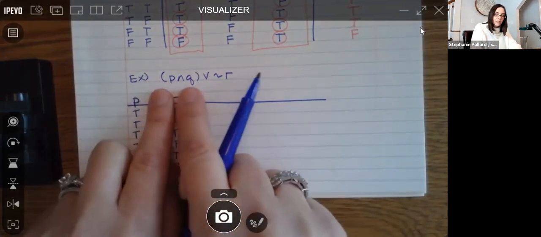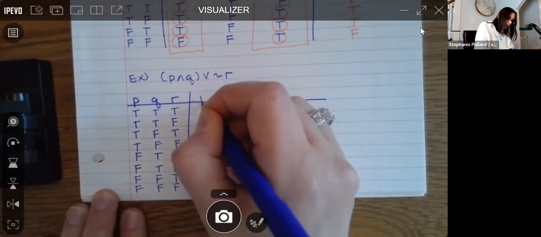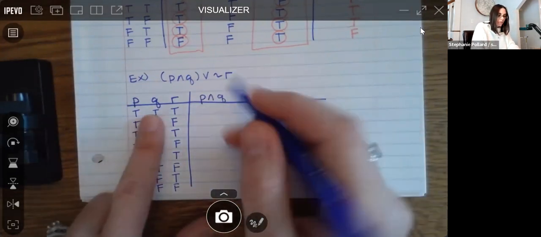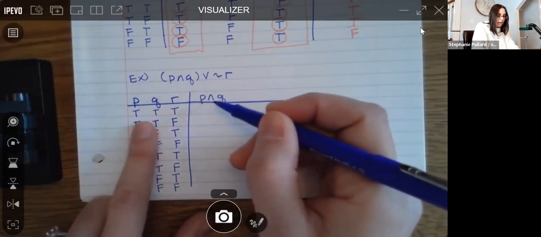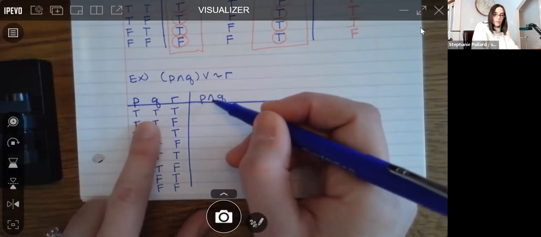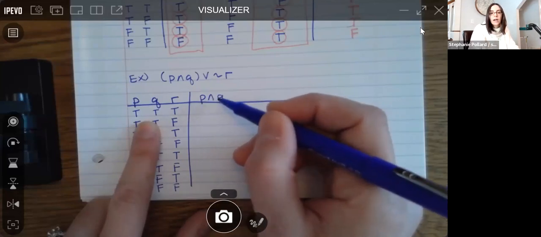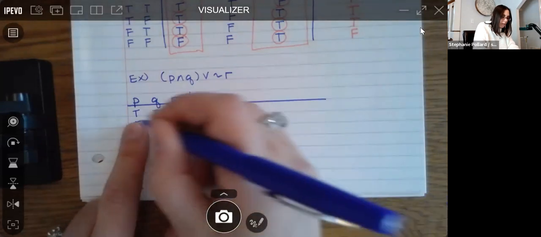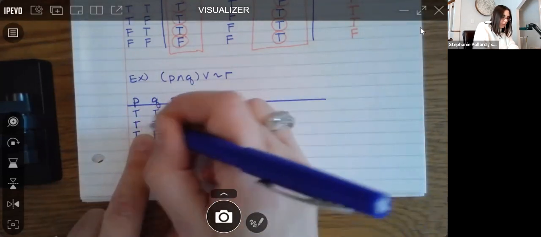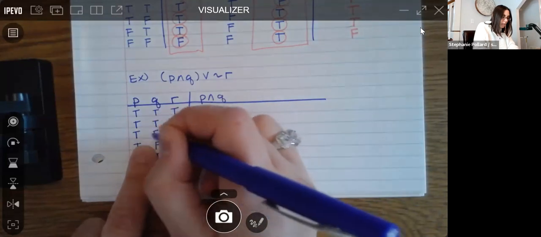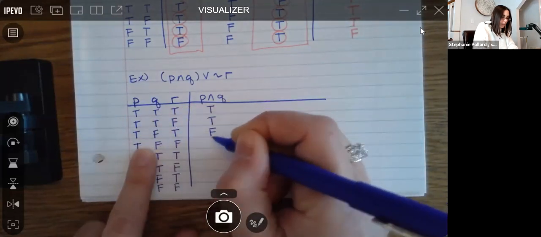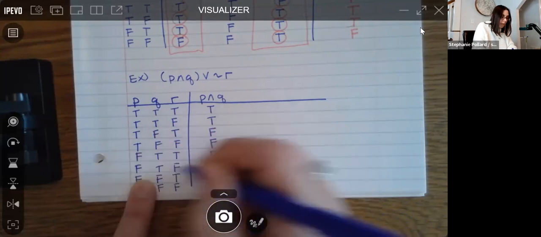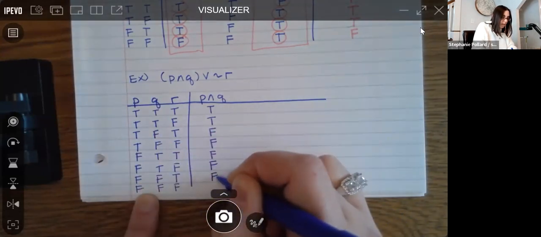So I do see something in parentheses here, so I'm going to go ahead and do P and Q. And again, just make sure you focus on the right columns. I'm only looking at P and Q here, so I'm looking at the first 2 columns. And if they're both true, this is an and statement, then the outcome would also be true. So this one would be true. Again, both true. Now my Q is false, so this will be false. My Q is false. My P is false. My P is false. False.